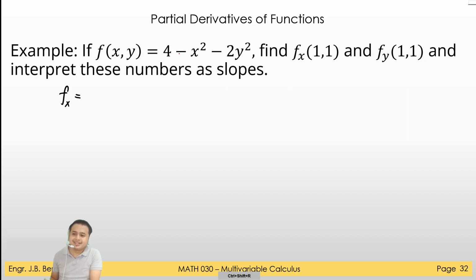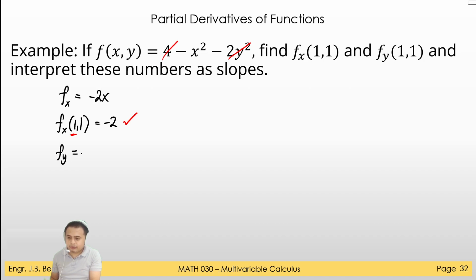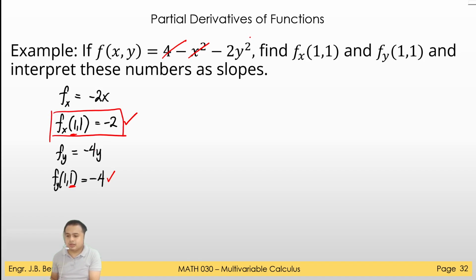So this is a constant, so it cancels out. We have negative 2x, okay? And then therefore, f_x of (1, 1): substitute 1 here. So we have negative 2 times 1, so negative 2. And then for f_y, this will be 0, so assume everything is constant. The derivative of this gives us negative 4y. So substitute the value (1, 1), so substituting the 1 here, we have negative 4. Okay, that is our answer for the values.